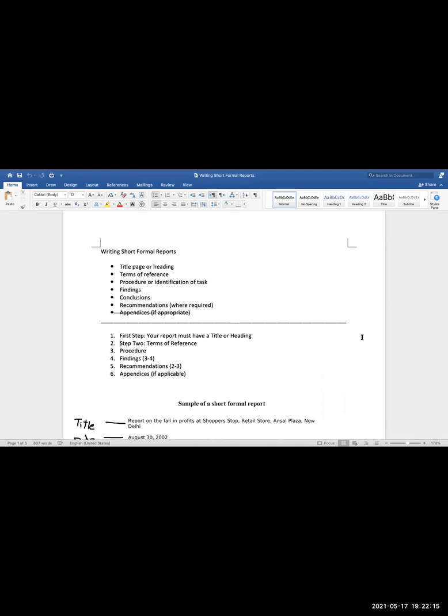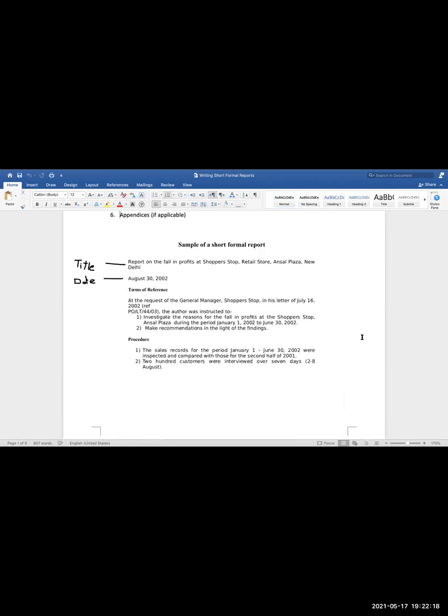So here's a sample of a short formal report. We see the title, Report on the Fall in Profits at Shoppers Stop Retail Store and Ansal Plaza, New Delhi. The date of the report, and we see the terms of reference. At the request of the general manager, who asked for the report to be compiled in his letter, the author was instructed to, 1, investigate the reasons for the fall in profits at the Shoppers Stop, and 2, make recommendations in light of the findings. And remember I said you must have at least 2 recommendations.